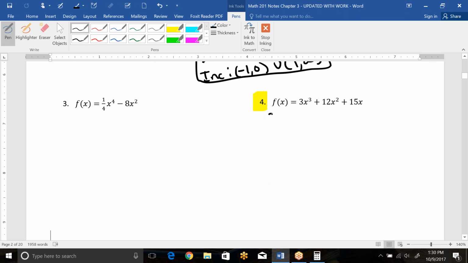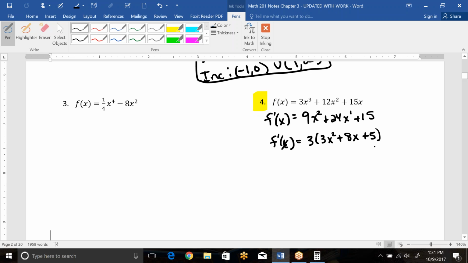So the derivative of this would be 3 times 3 is 9, x squared, 2 times 12 is 24, then x to the first plus 15. We will need to factor this. They're all divisible by 3, so I'm going to pull a 3 out. If it's not factorable, or if you don't want to waste time factoring, you could plug it into the quadratic formula. When we set this equal to 0, the 3 out front really doesn't matter anymore, but we do need to try to factor that.